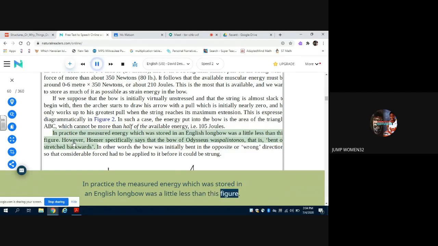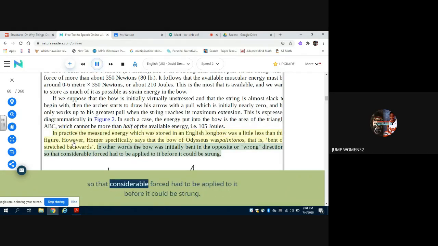figure. However, Homer specifically says that the bow of Odysseus was palintonos, that is, bent or stretched backwards. In other words, the bow was initially bent in the opposite or wrong direction, so that considerable force had to be applied to it before it could be strung. Figure 2. Energy stored in bow equals 1/2 times 0.6 times 350 equals 105 joules.